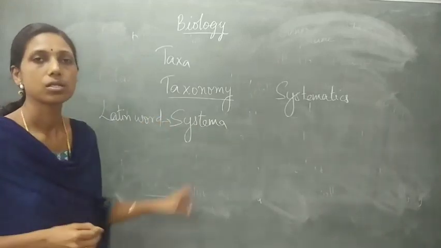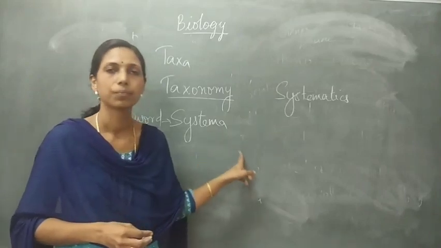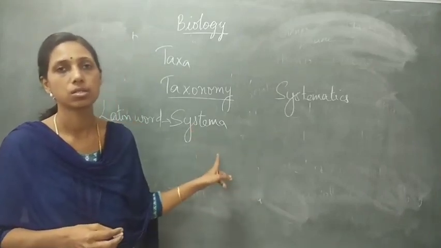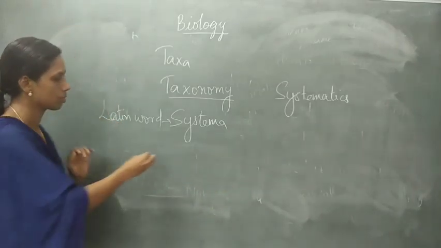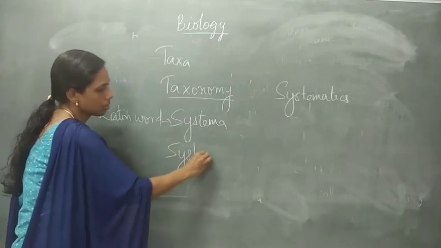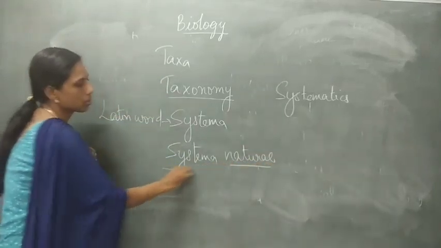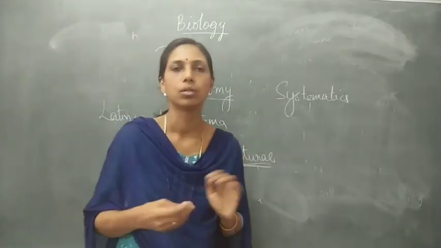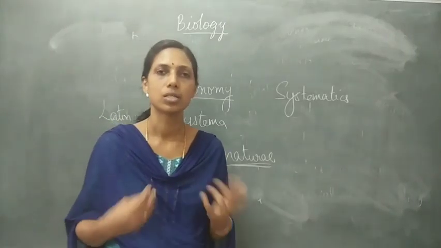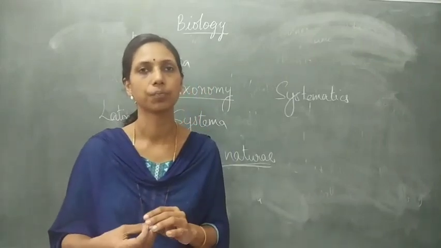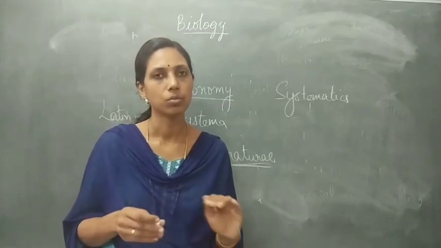Systema, which means systematic arrangement of organisms. And Carolus Linnaeus used the term Systema Naturae for the title of the book he published. So it was known as Systema Naturae. So in this way, taxonomy is the process of classification, and systematics is a branch of study of this classification.